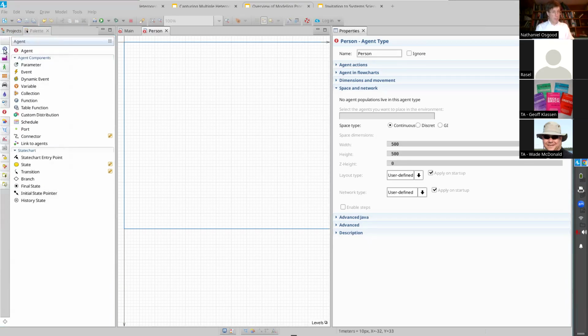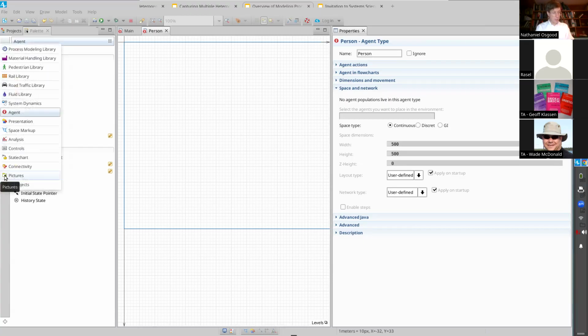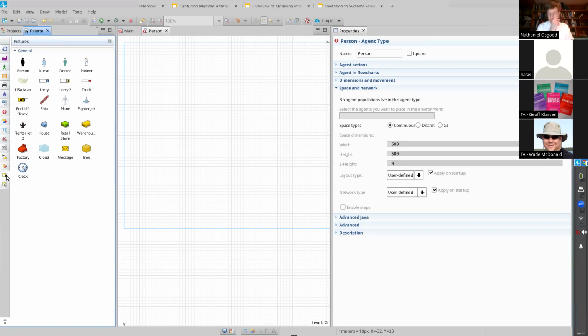So if you can go to the palette, down here towards the bottom, there's a thing called pictures. And I know this will fire some of your imagination. And some of my more mischievous students have employed shapes that I did not designate.